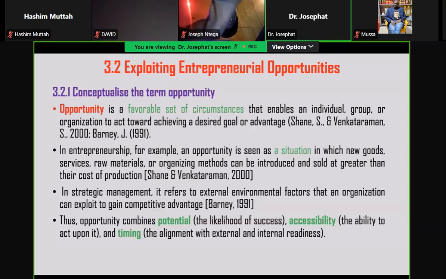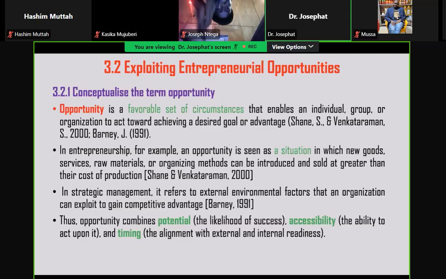And opportunity is always termed as the external environmental factor that an organization can exploit to gain or develop a competitive advantage. Thus, opportunity always combines potential, that's the likelihood of success, and accessibility, the ability to act upon it, as well as the timing, alignment with external and the internal readiness. So we have three elements under the opportunity.